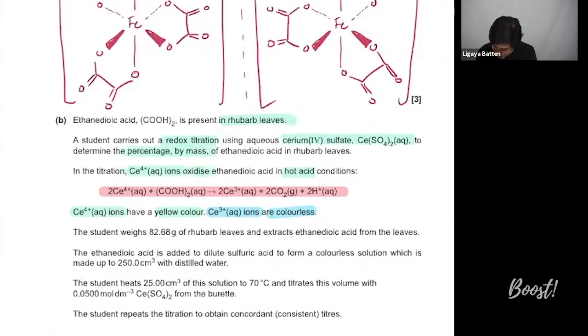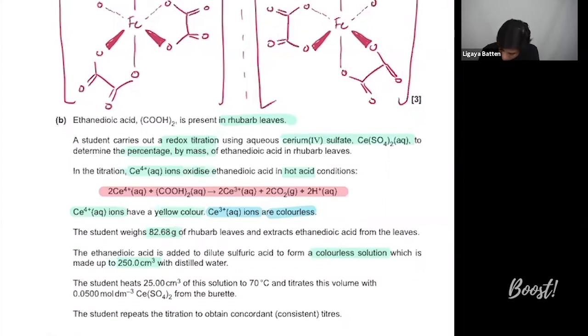The student weighs 82.68 grams of rhubarb leaves and extracts ethane dioic acid from the leaves. The ethane dioic acid is added to dilute sulfuric acid to form a colorless solution, which is made up to 250 centimeters cubed with distilled water. Okay, so by adding the ethane dioic acid to the sulfuric acid, we've got a colorless solution, which becomes our standard solution in the 250 centimeters cubed of water.